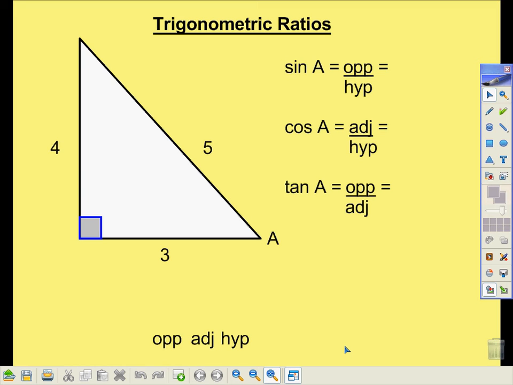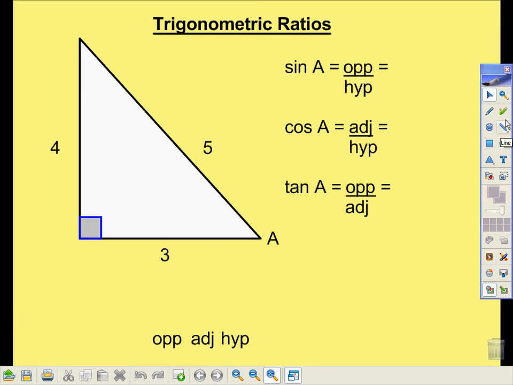Alright, this is going to be a quick video on trigonometric ratios. We're going to talk about sine, cosine, and tangent. The nice thing about these three ratios is it actually tells you, it's like a recipe, what goes on top and what goes on bottom. The key, of course, is identifying what's the opposite, what's the hypotenuse, and what is adjacent.